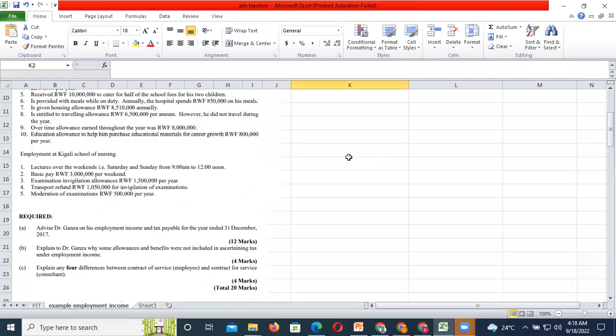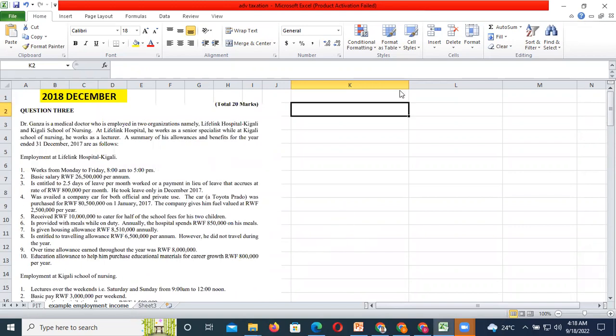Now, if you come down, this is the second employment. He lectures, basic pay is this per weekend. Examination invigilation is this per year. Transport refund of that is that. Moderation examination is that. Advise Ganza on his employment income tax and tax payable for that period. Explain why some allowances and benefits were not included in ascertaining the tax under employment income. Explain the difference between contract of service and contract for service. I think this one we talked about yesterday.